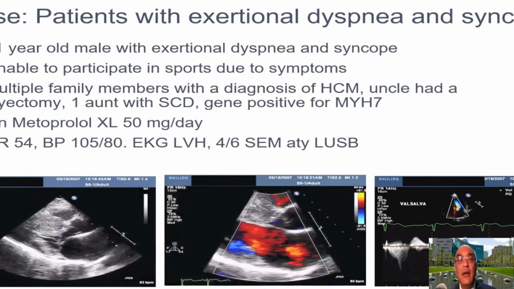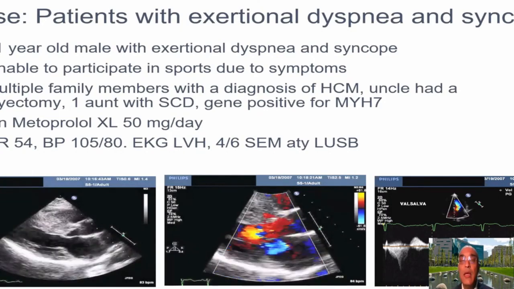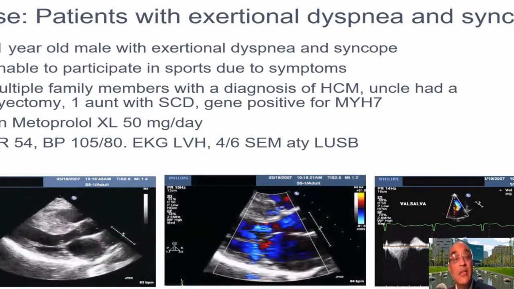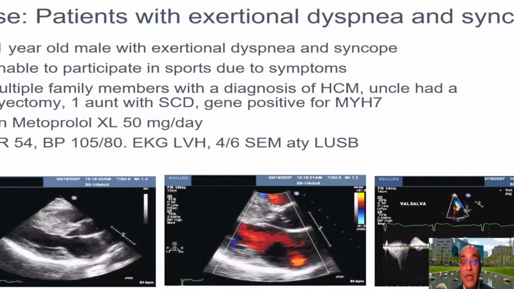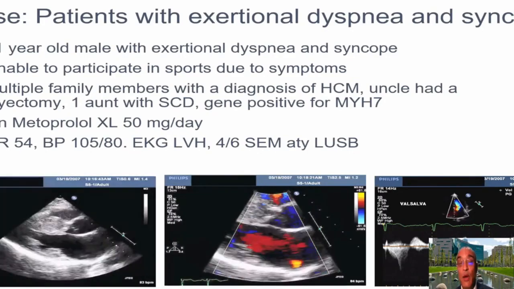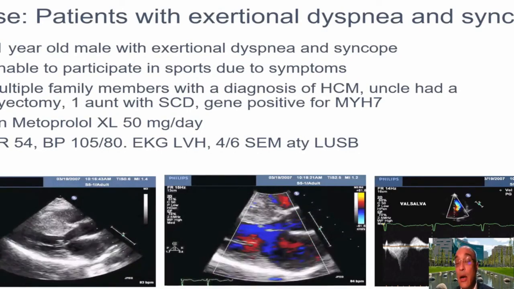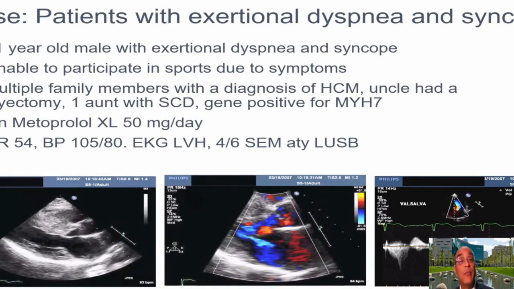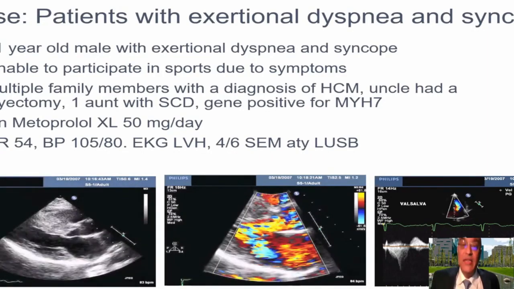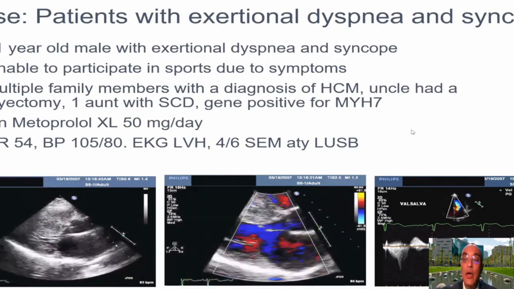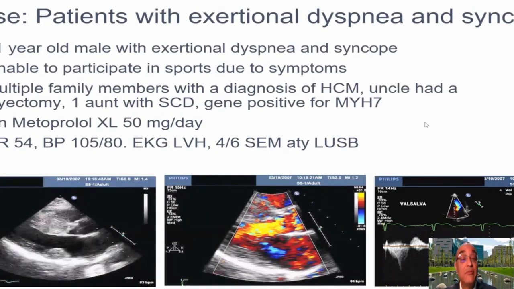This is a young patient with exertional dyspnea and syncope, a 21-year-old male. He has always been told never to participate in sports, with multiple family members with a diagnosis of hypertrophic cardiomyopathy. An uncle had surgery for that, one aunt had sudden cardiac death, and the patient is gene positive for one of the genes associated with hypertrophic cardiomyopathy. He's on appropriate medical therapy and vitals are stable. Examination shows a harsh upper sternal systolic ejection murmur, which increases with Valsalva.